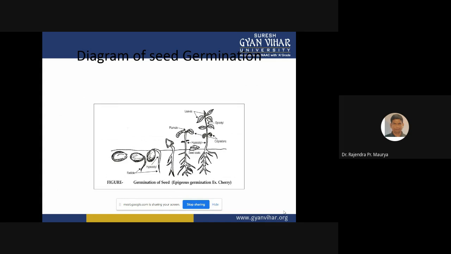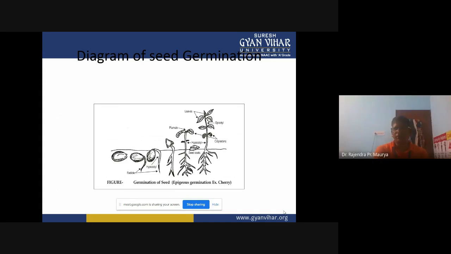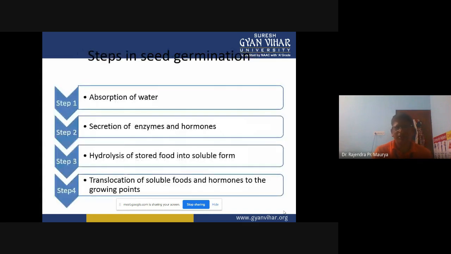So from the soil base to the cotyledon leaves, this part is known as the hypocotyl, and just above the cotyledon leaves, that portion is the epicotyl. The epicotyl portion bears the true leaves as well as the other parts like flowers, etc.